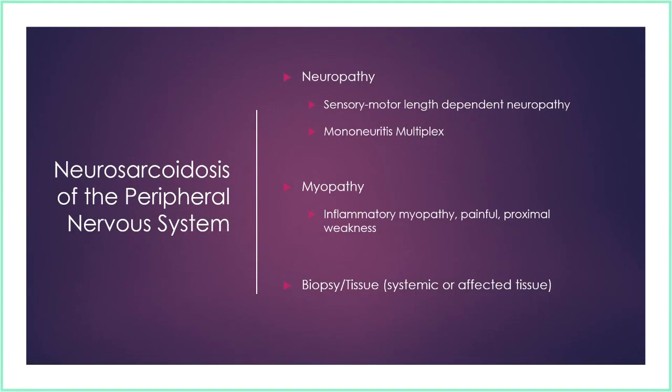Peripheral nervous system is involved. It can be sensory, length-dependent sensory motor neuropathy. I would say more often it's actually more of a vasculitic picture, mononeuritis multiplex. Myopathy, I've actually never seen. We biopsy people for myopathy. I've never seen a sarcoid myopathy patient. I'll emphasize this again, but tissue is how we make this a definite diagnosis.